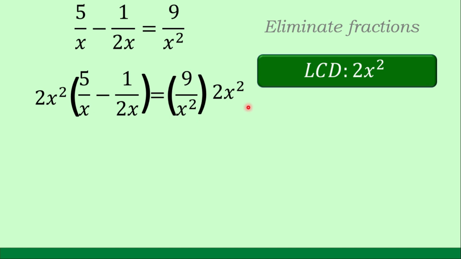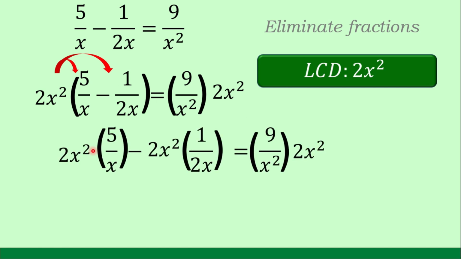Do you understand? On the left side of our equation, this one, we have two terms. So we need to distribute 2x squared to the first and also to the second term, like this. It will give us something like this.